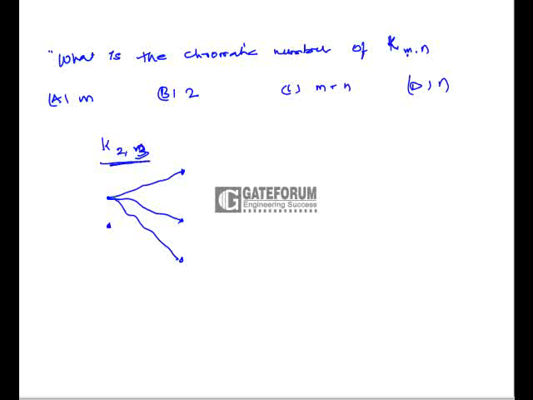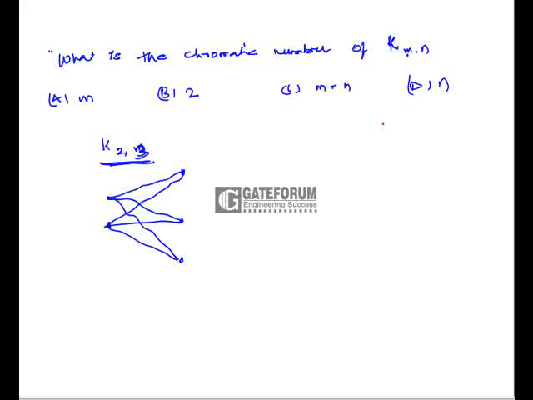So here this vertex is adjacent to all the vertices of the other side, and the same is true for this node and this vertex also. So this is the complete bipartite graph K 2 comma 3. Here we have to find the chromatic number of this graph.